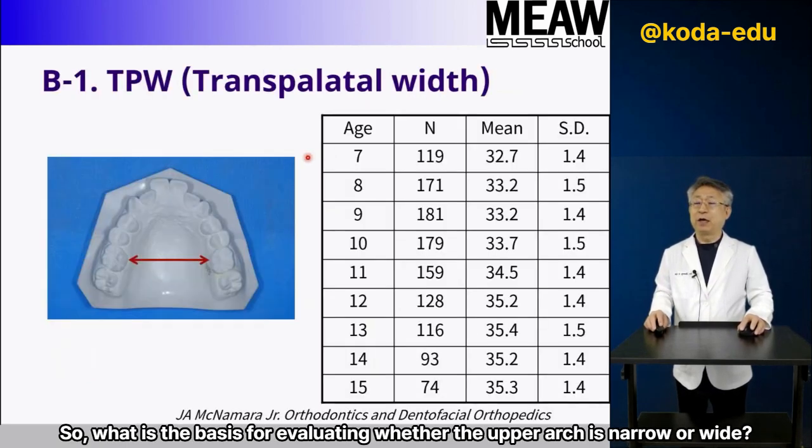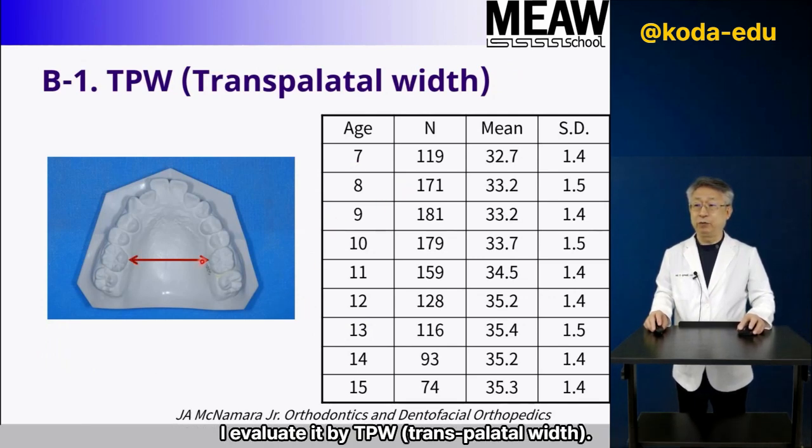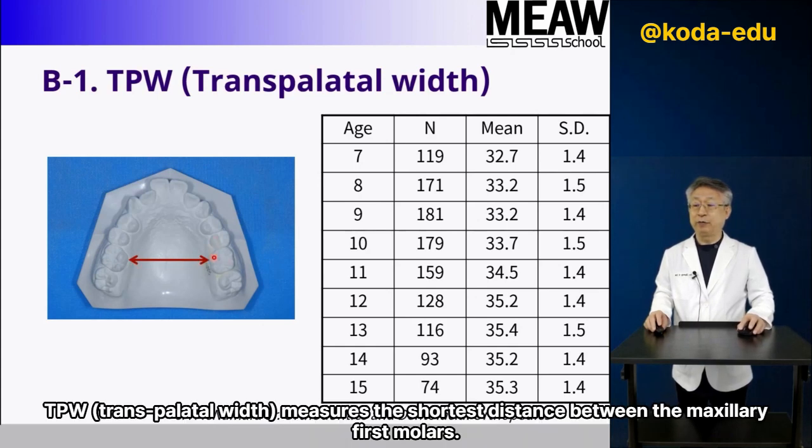So, what is the basis for evaluating whether the upper arch is narrow or wide? I evaluate it by TPW, transpalatal width. TPW, transpalatal width, measures the shortest distance between the maxillary first molars.